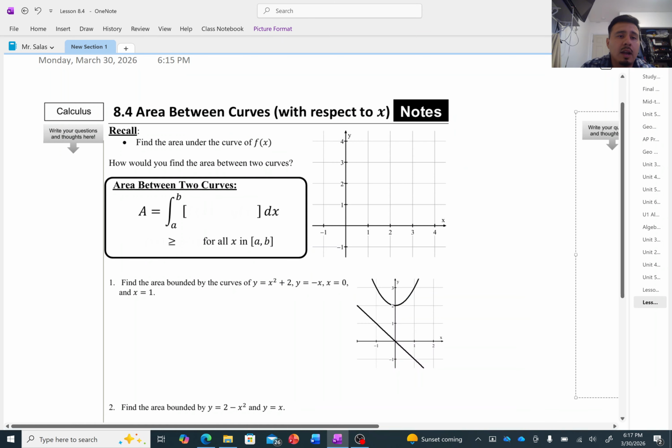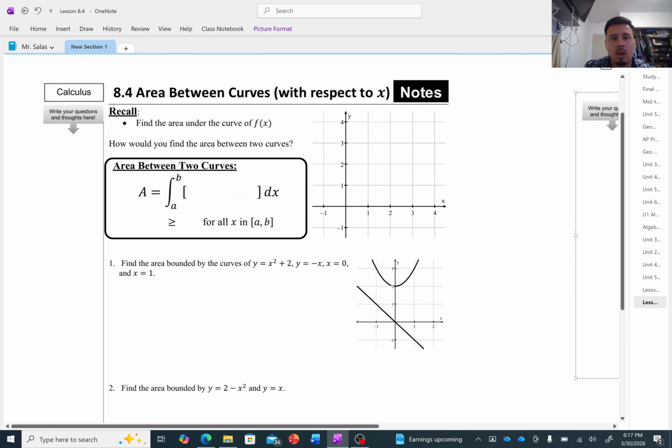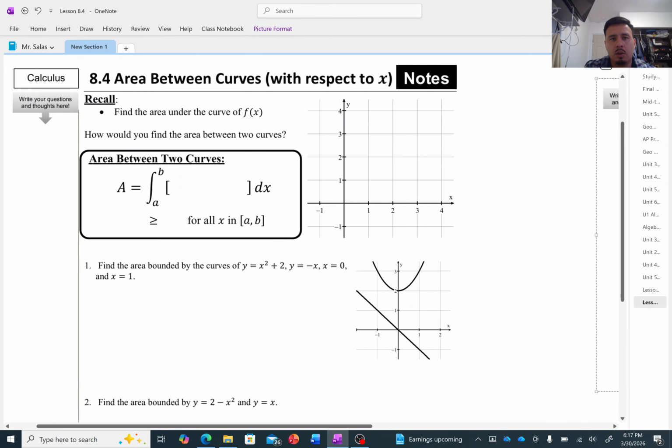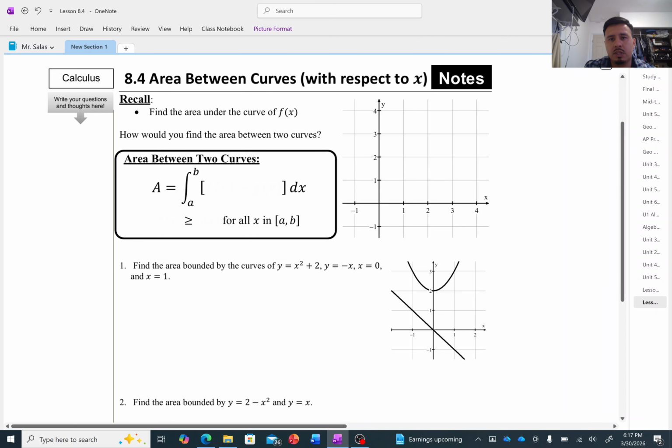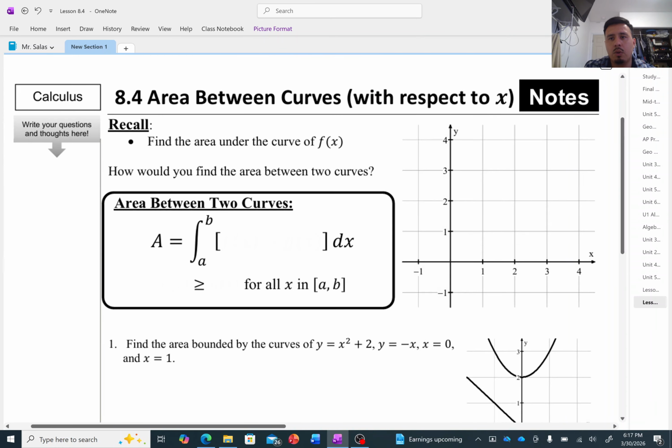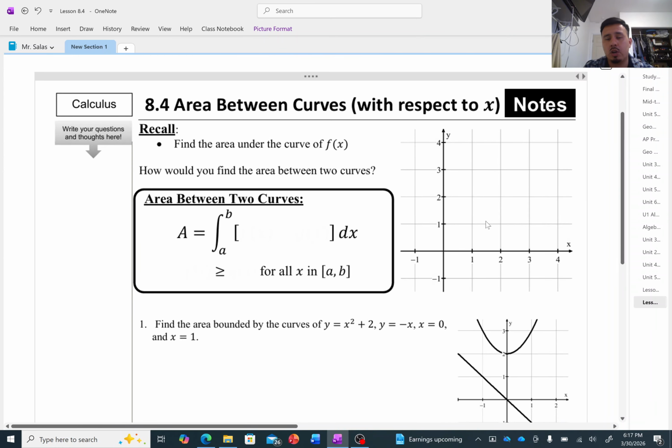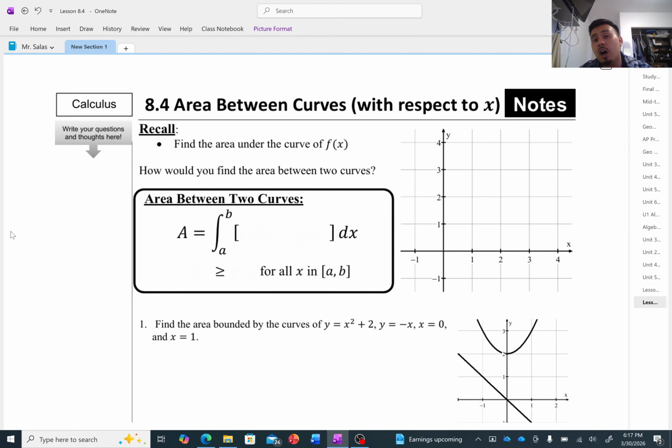We're going to be looking at lesson 8.4, area between curves with respect to x. Now, I want you to look at your notes, and notice from the title that we're going to be working with multiple curves. It says area between curves, so that means we're going to be looking at multiple functions. We know how to find the area under a curve. So in today's lesson, we're going to be looking at more than one curve, to be specific, okay?